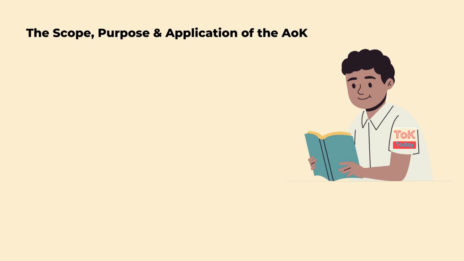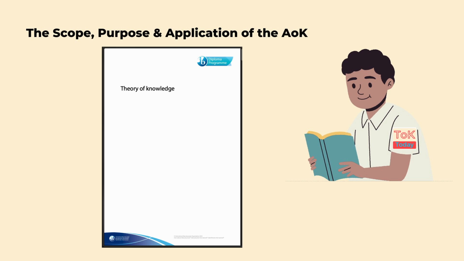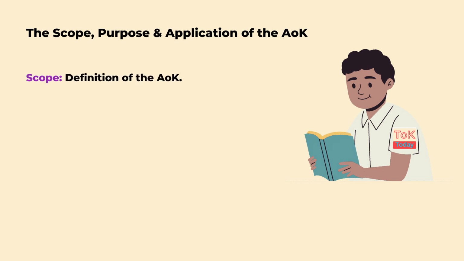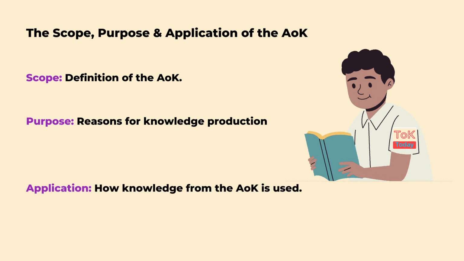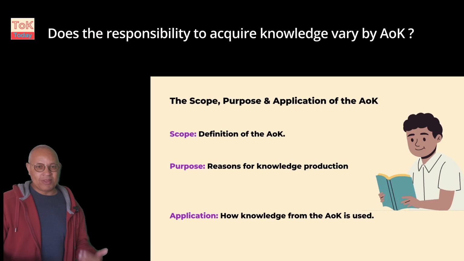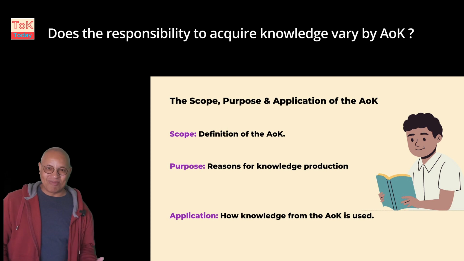So, the scope, purpose, and application of the area of knowledge are defined by the knowledge framework of the AOK, which can be found in the ToK study guide. The scope is the definition of the area of knowledge, the boundaries of the area of knowledge, and the purpose is the reasons for which knowledge is produced within the area of knowledge, and the application is how knowledge is used within the area of knowledge. All of these things are open to lots of debate and give rise to lots of lovely knowledge arguments that you can use in your essay.